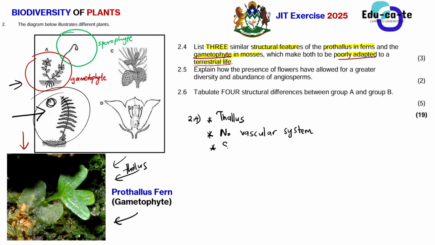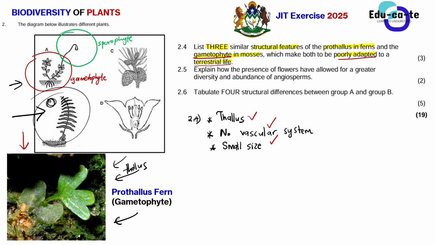So you can talk about their small size as well. All of these three characteristics make these two poorly adapted to a terrestrial life, a life on dry land, the land that we are living in.